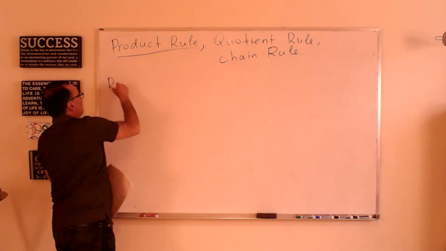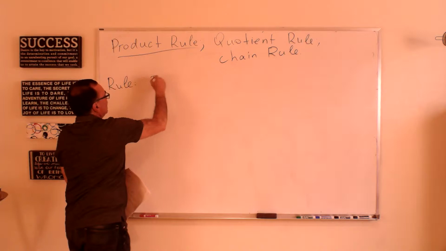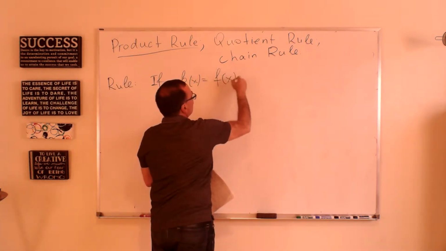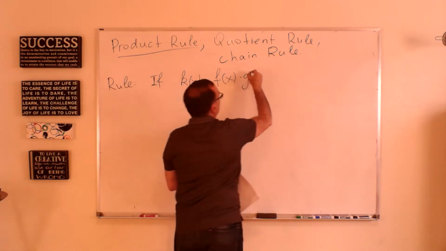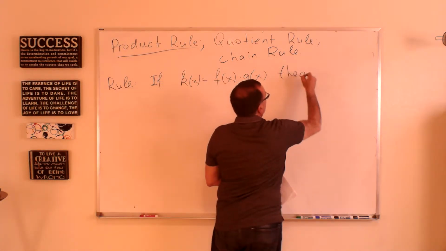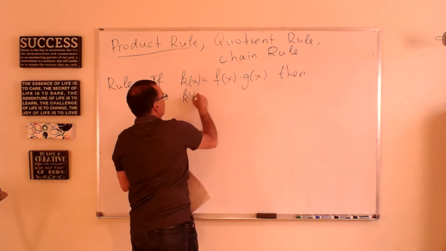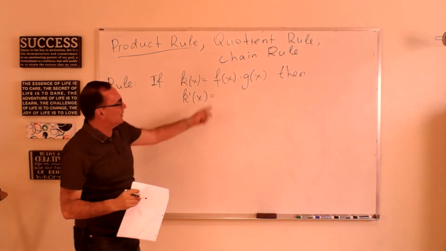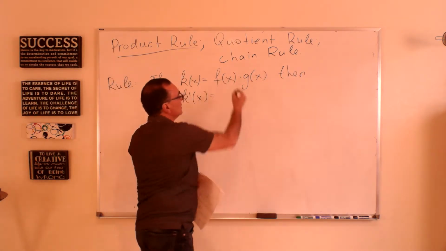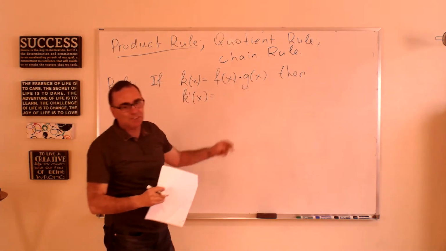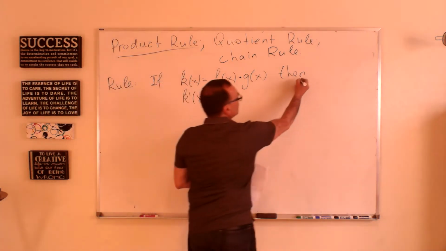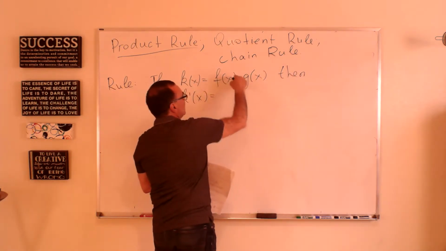So here is the rule. If a function k of x equals f of x times g of x, so that's why it's called product rule, then how to calculate the derivative? Well, first of all, we cannot say the derivative equals f derivative times g derivative. If it was plus or minus, then yes, it's correct. But if it is times, then the rule is more complicated. You cannot do derivative of f times derivative of g.